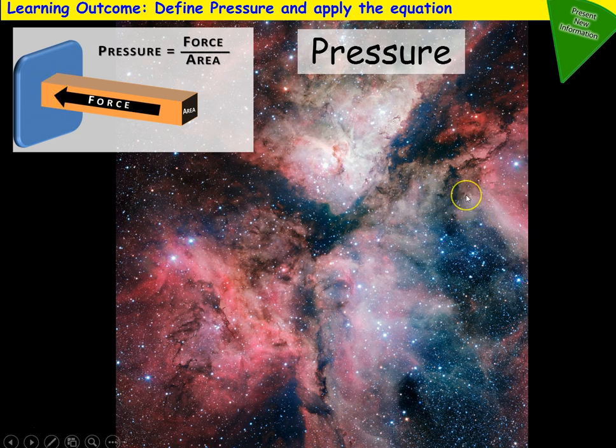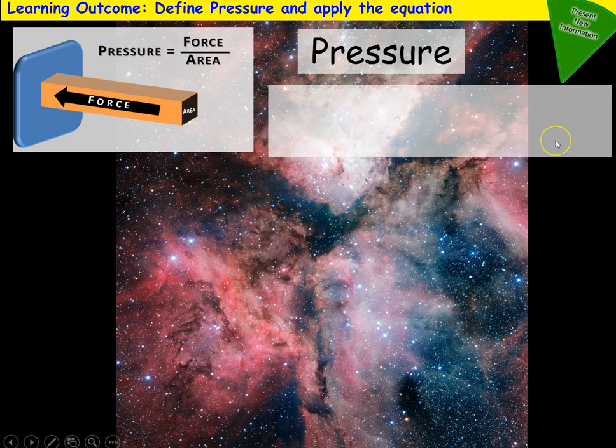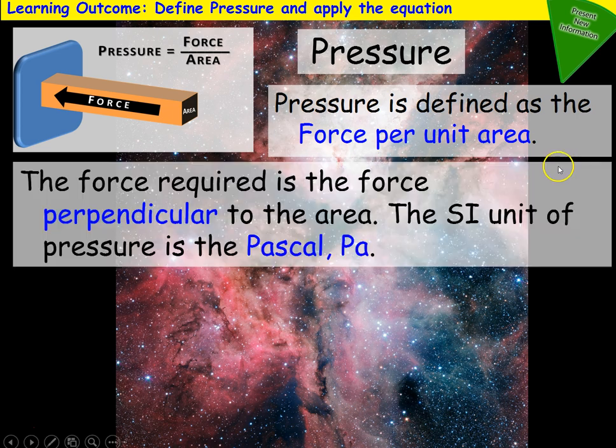So a pin, for example, has quite high pressure, and snowshoes would be an example of something with a low pressure, right? So you don't fall into the snow. The pressure is force per unit area. The units are the Pascal. So a Pascal is equivalent to 1 Newton per meter squared.